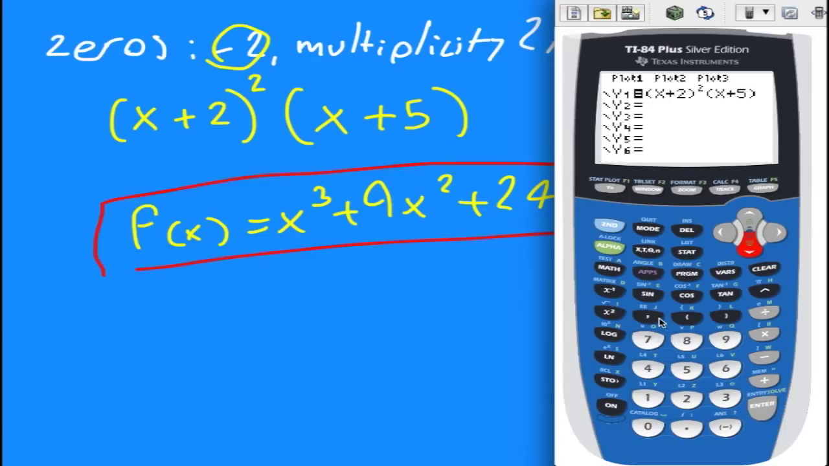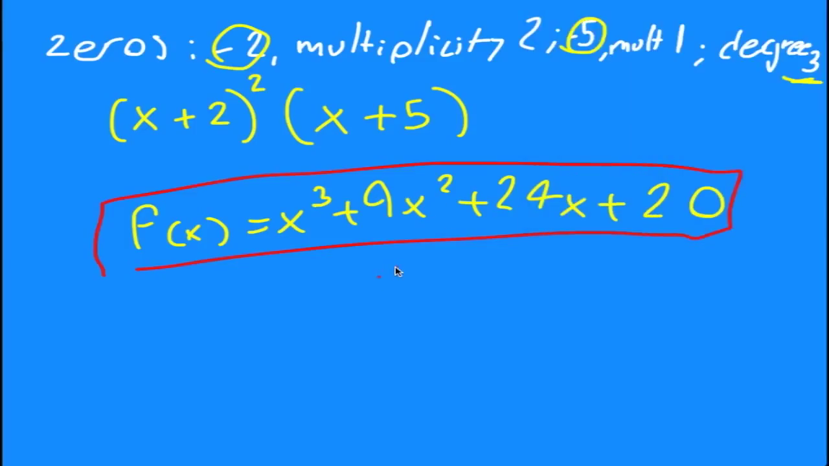Okay? So x cubed plus 9x squared plus 24x plus 20, and you graph it, and you see that it didn't move, so it is the same graph. So that is your answer for that kind of problem.